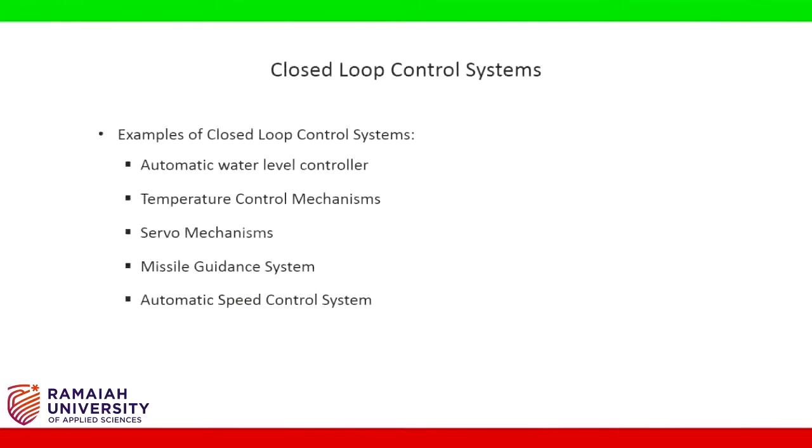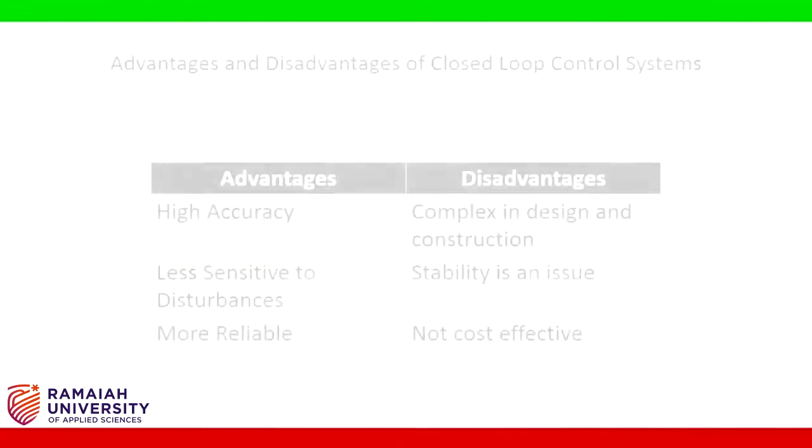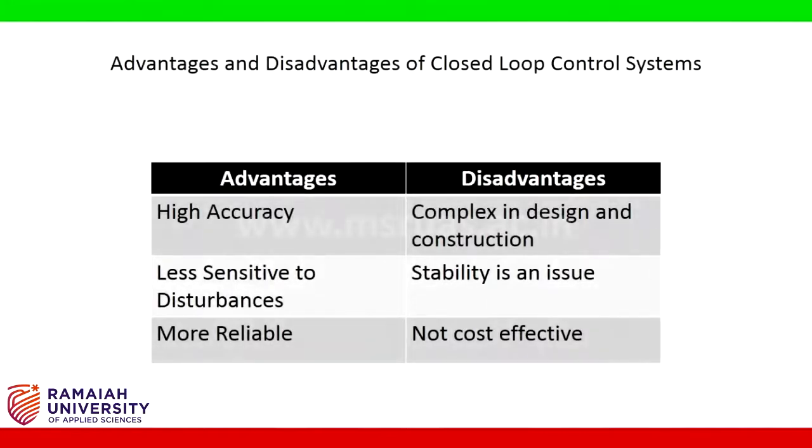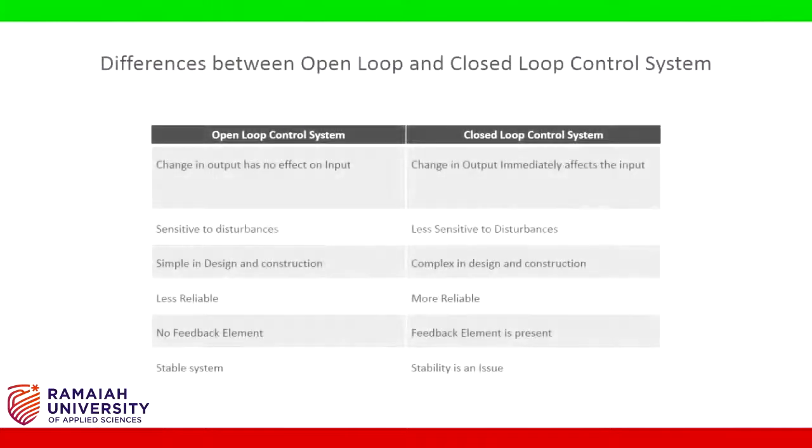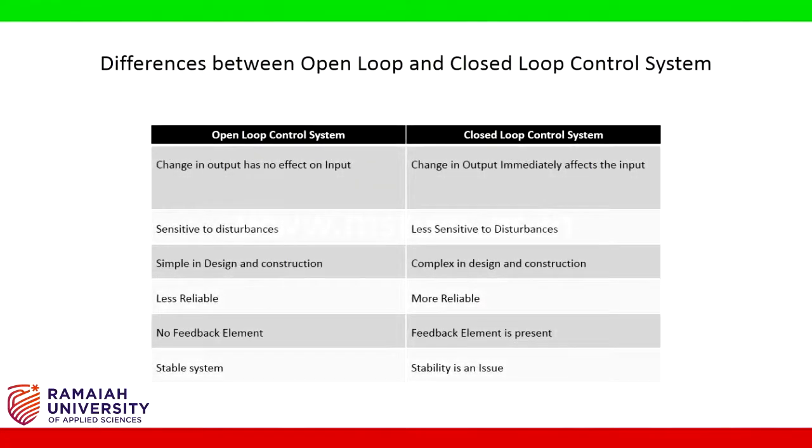Examples of closed loop control systems: automatic water level controller, temperature control mechanisms, servo mechanisms, missile guidance systems, and automatic speed control of systems. Closed loop systems are highly accurate, less sensitive to disturbance, and more reliable, but complex in design and construction and not cost effective. Differences between open loop and closed loop control system is as shown in the table.